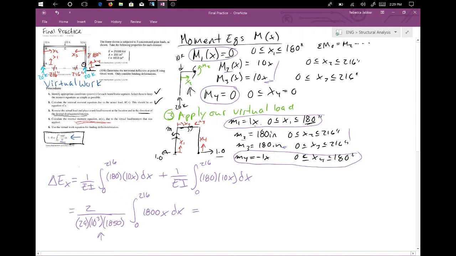Now let's see if we can take those constants on the outside and get a number for that. 2 over 29 times 10 to the third. I'm putting this in my own calculator. You guys can too. Or you can take my word. It is a lovely number.